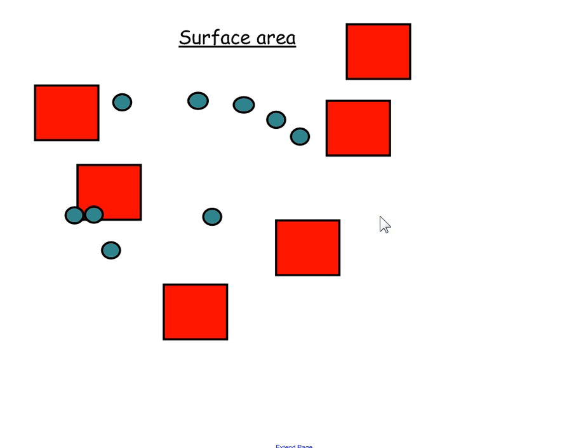So you add up the surface area of all the particles and you'll see that the smaller it is, the more surface area. So the larger the surface area, the greater the number of collisions that can happen between the acid and the marble chip. Therefore, the faster the reaction.